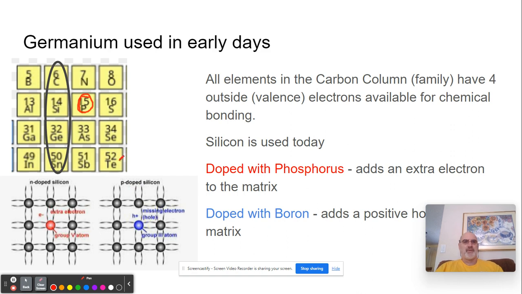If you want to, you could use boron to dope it as well, and boron, since it's one group behind silicon, only has three electrons, and so now there's a hole. There's a place where an electron needs to be, and so this would be like a positively charged semiconductor, and this would be a negatively charged semiconductor.